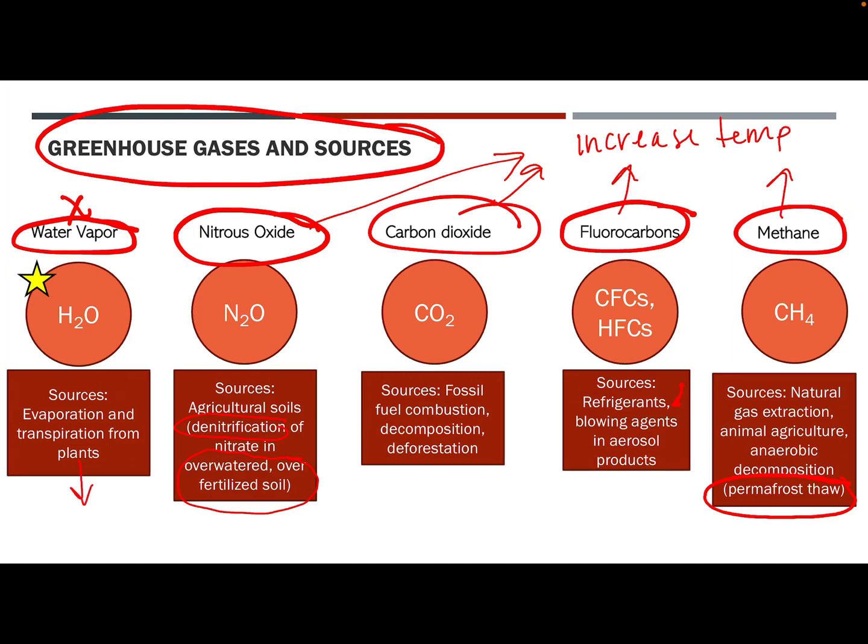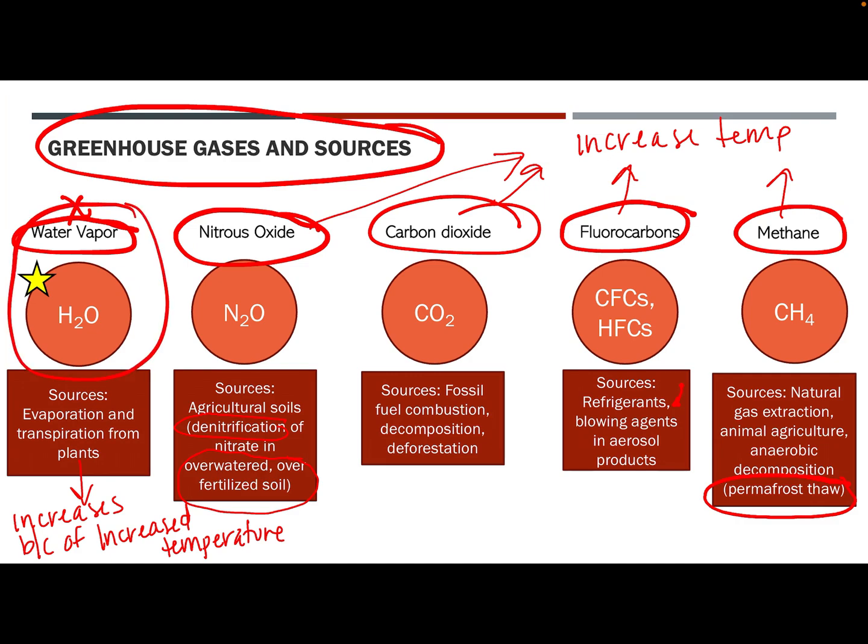Water vapor increases because of an increased temperature, not the other way around. So these 4 gases are causing the temperature to increase. This water vapor increases because of the increase in temperature. It's also relatively short-lived in the atmosphere, so it's not really hanging around to cause a lot of problems.